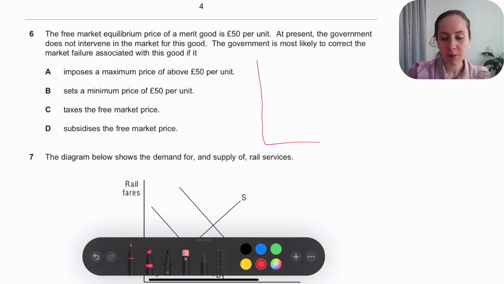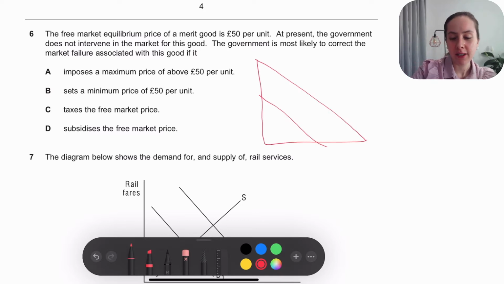Free market equilibrium price of a merit good is 50. Right, here we go again. MSP. Good practice this.